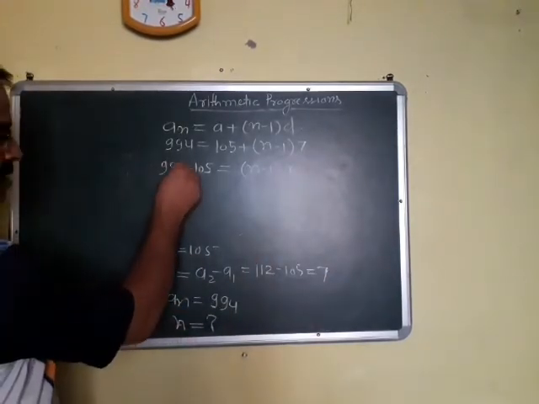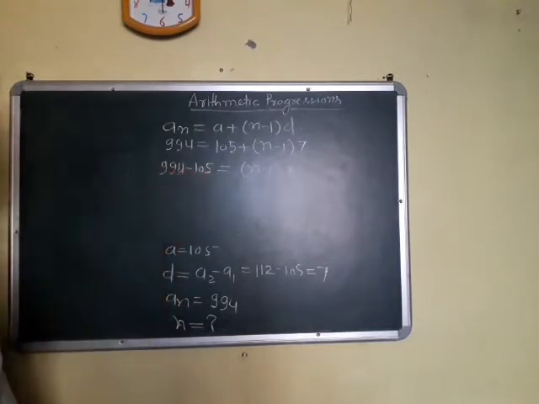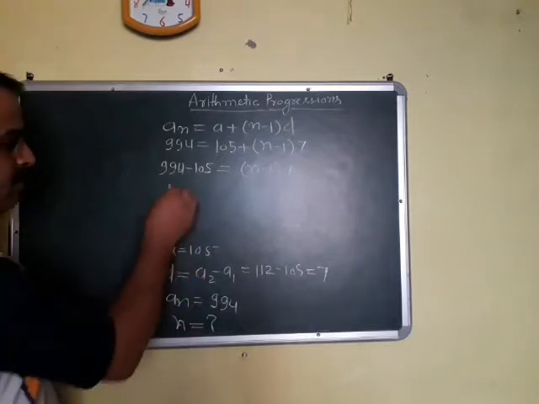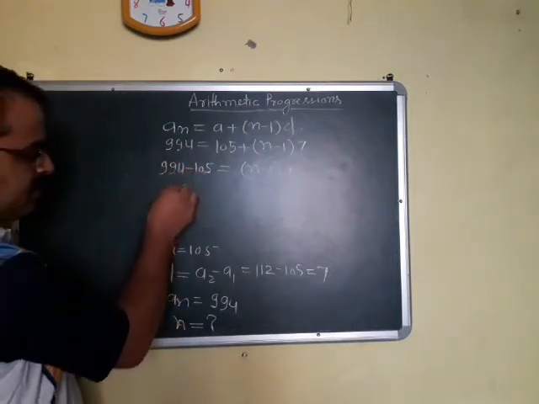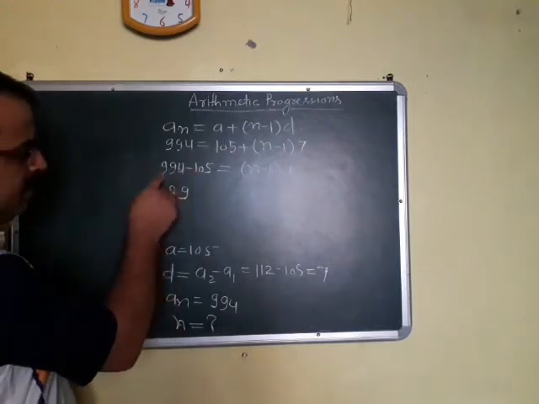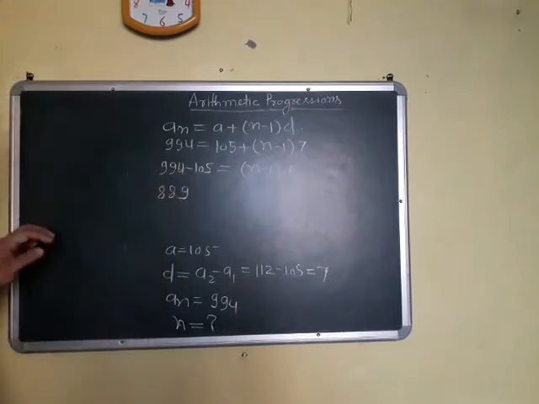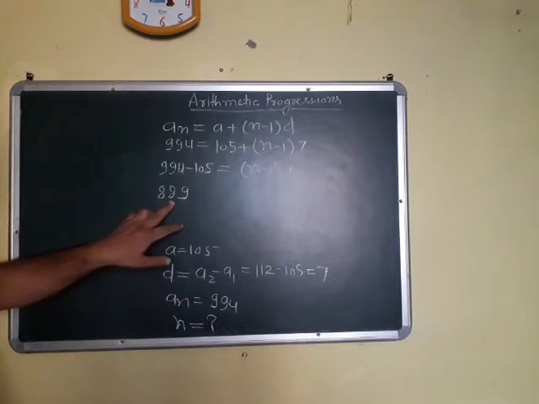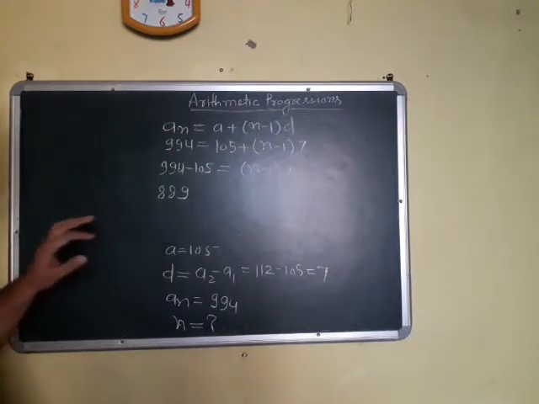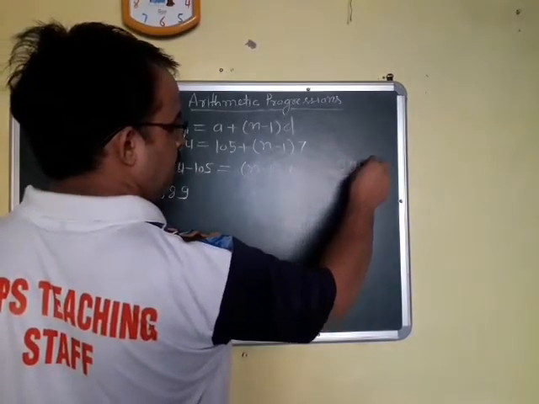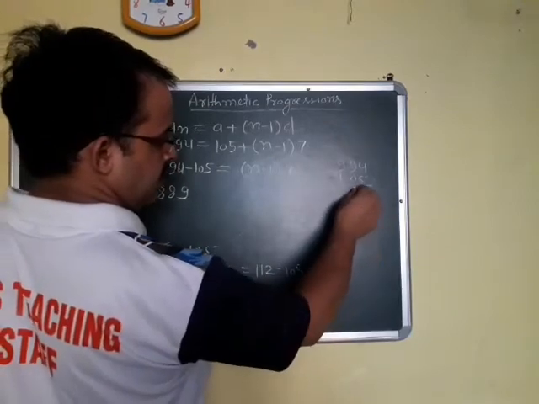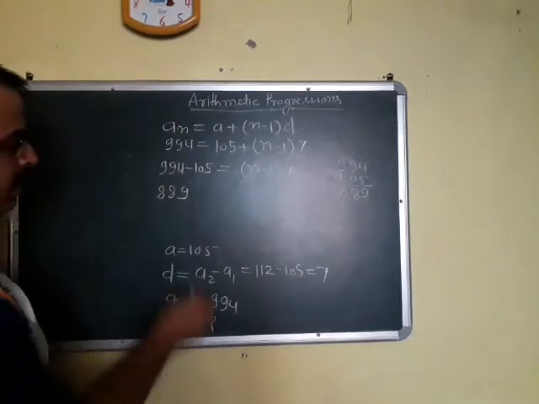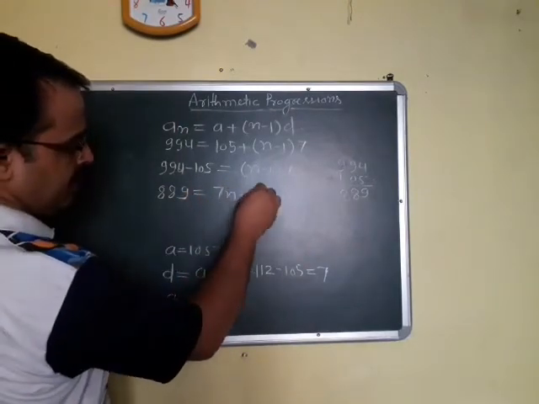So then we find this one. First we subtract: 14 minus 5 is 9, and borrowing one, 9 minus 1 is 8, so 8. 994 minus 105 is 889. Clear? And here it is 7n minus 7.